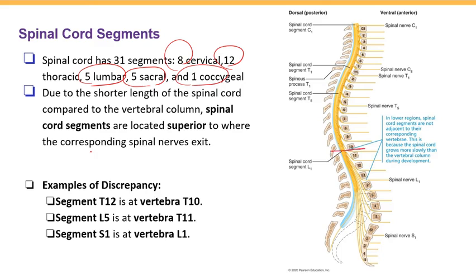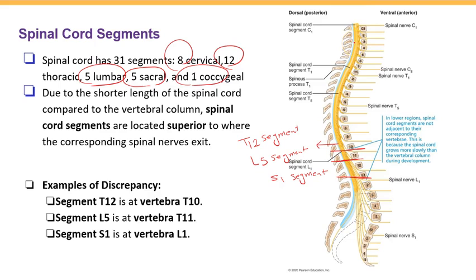So here, the T12 segment of the spinal cord is going to be found at the level of T1. And then the L5 segment is going to be found at the level of the T11 vertebra. So here we should have the L5 segment of the spinal cord. And we will see the S1 segment is positioned at the level of L1. So here we have the S1 segment of the spinal cord.